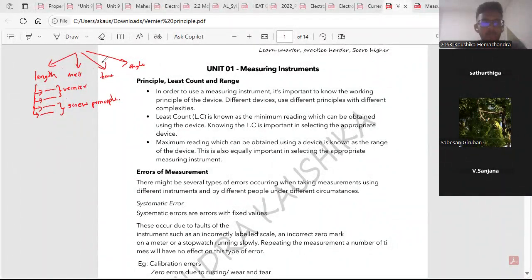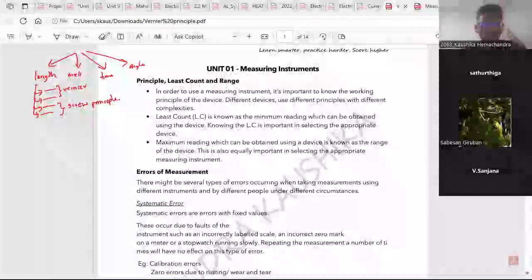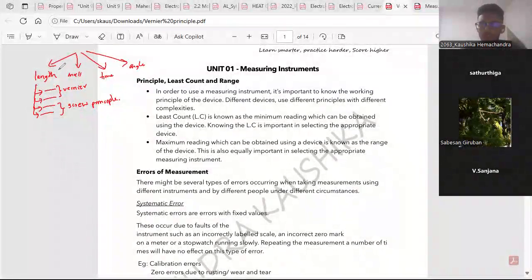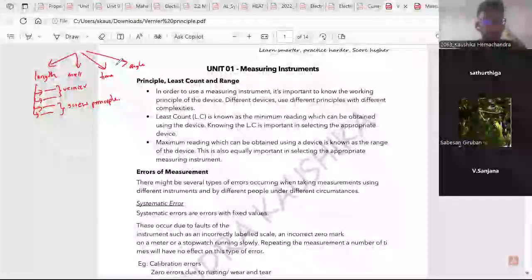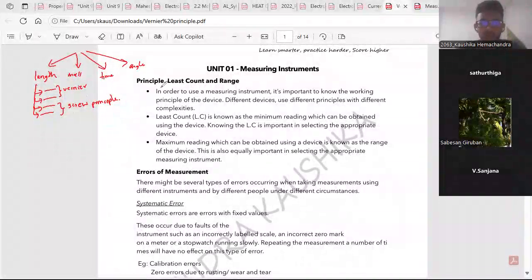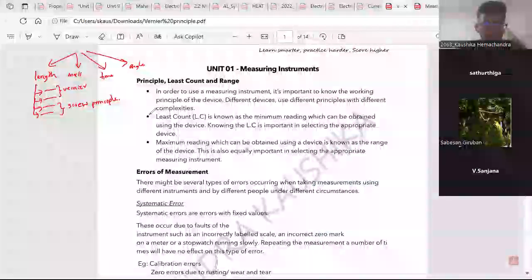right? So basically, those are the instruments that we will be learning, and we will be just touching through the instruments that measure mass, such as the triple beam balance and the four beam balance, and time and angle as well, right? So before we go into the instruments specifically, we need to know certain general principles that we use when measuring a certain quantity.